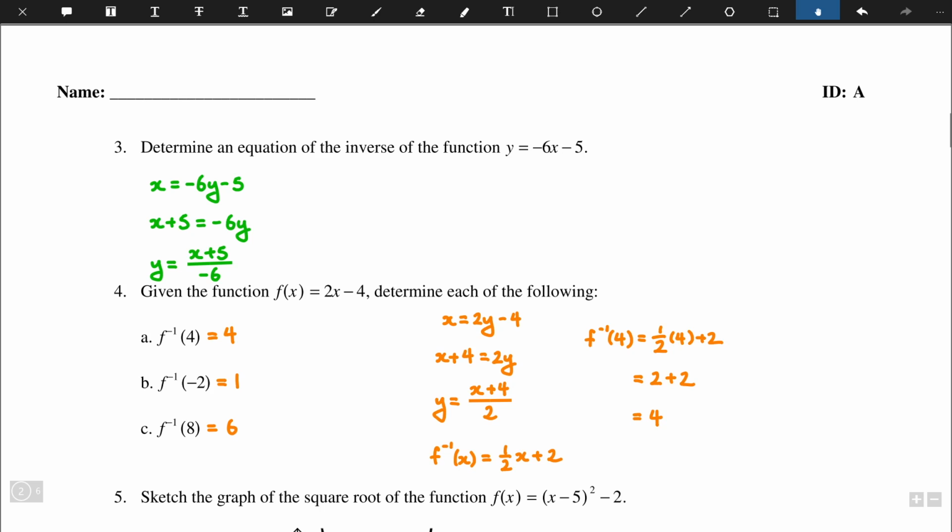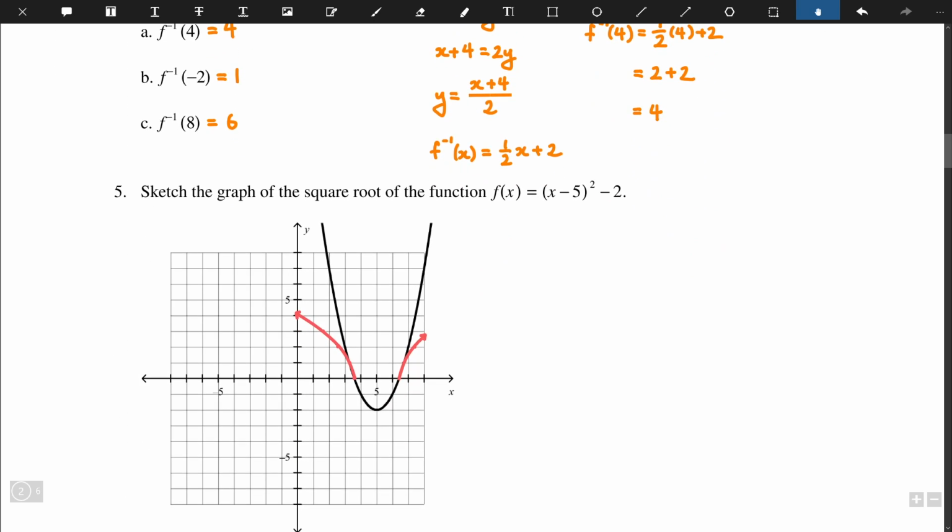So question number 5. Note that the first 4 questions were about inverse of functions. And now the next few questions will be about square root of functions and also the absolute value of functions as well. So question number 5 says to sketch the graph of the square root of a function f of x equals (x minus 5) all squared minus 2. We can see that the graph was already drawn, so let's look at how it was produced.